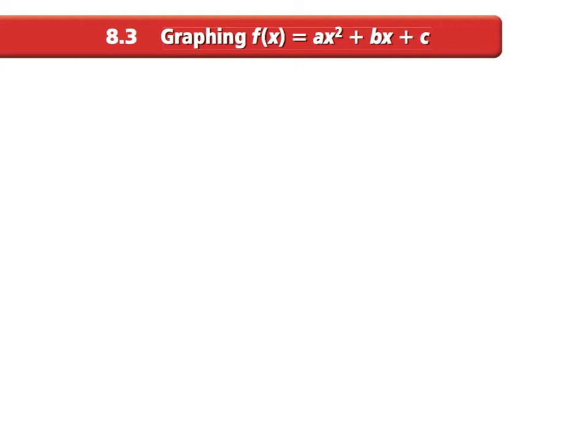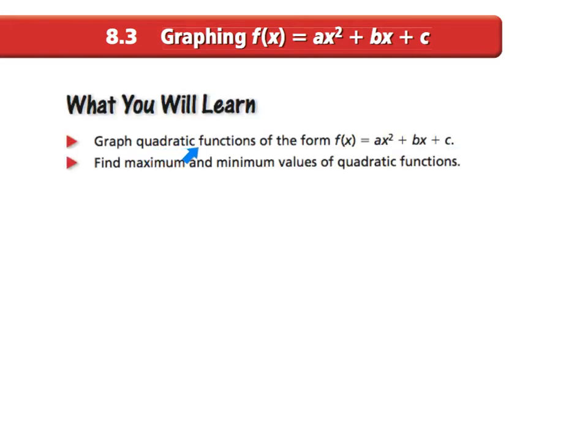Section 8.3, we're going to add one more thing, and that's the middle term. You'll begin to notice that this looks just like a trinomial, which it's supposed to. Right here, we have a trinomial, ax squared plus bx plus c. So what are you going to learn? Well, in this section, you are going to learn how to graph quadratic functions in that form and how to find max and min values of a quadratic function.